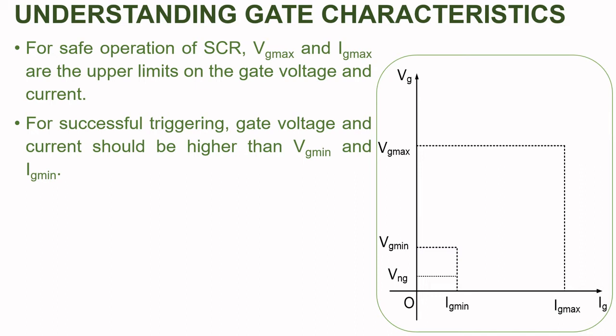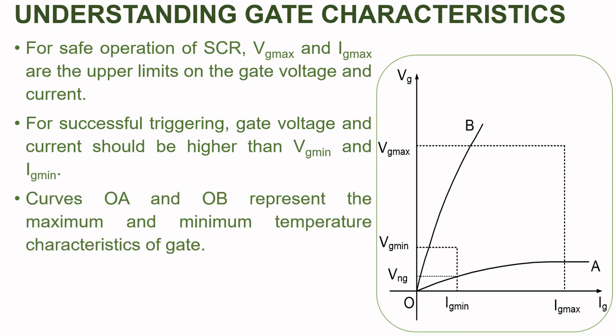Next values are Vg minimum and Ig minimum. For successful triggering of the SCR, these values are of more importance. If the gate voltage or current is less than Vg minimum or Ig minimum, then chances of successful triggering are very low. Hence, the gate voltage and gate current should always be maintained higher than the values of Vg minimum and Ig minimum.